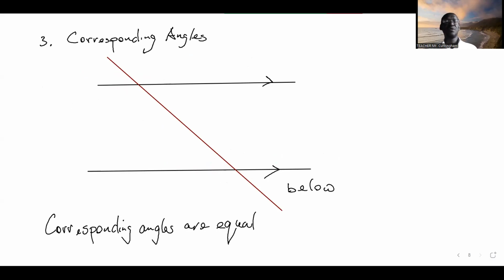If this angle is an acute angle, it's less than 90. Let's put this at 64 degrees. Then the corresponding angle would be this, and it's 64 degrees.